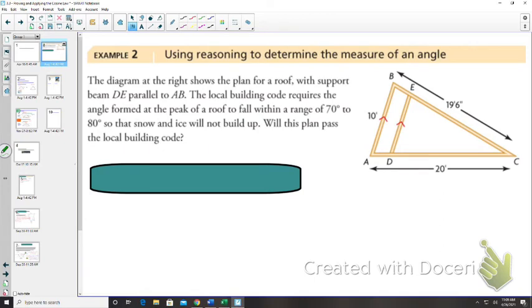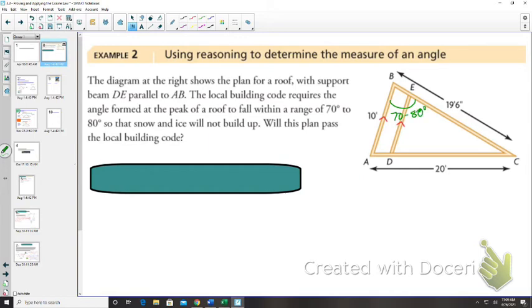The diagram on the right shows a plan for a roof with support beam DE parallel to AB. Okay, so these units are starting to come together, right? The local building code requires that the angle formed at the peak, so here, needs to be 70 to 80 degrees.